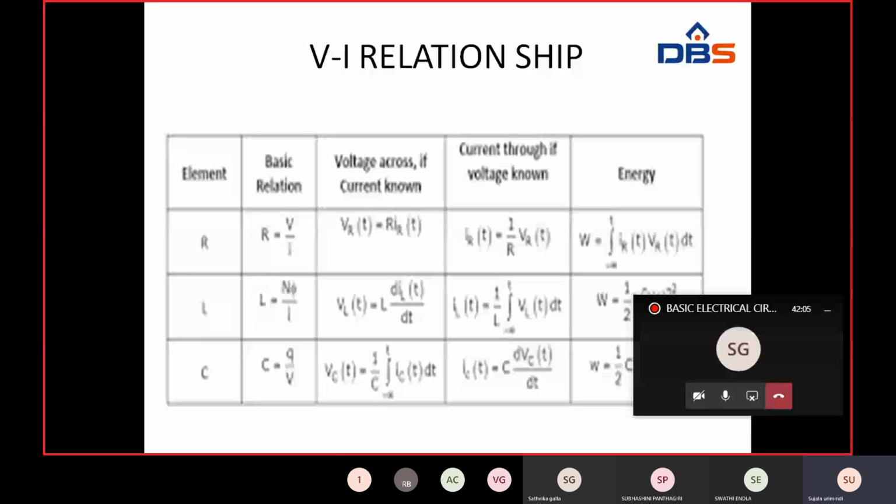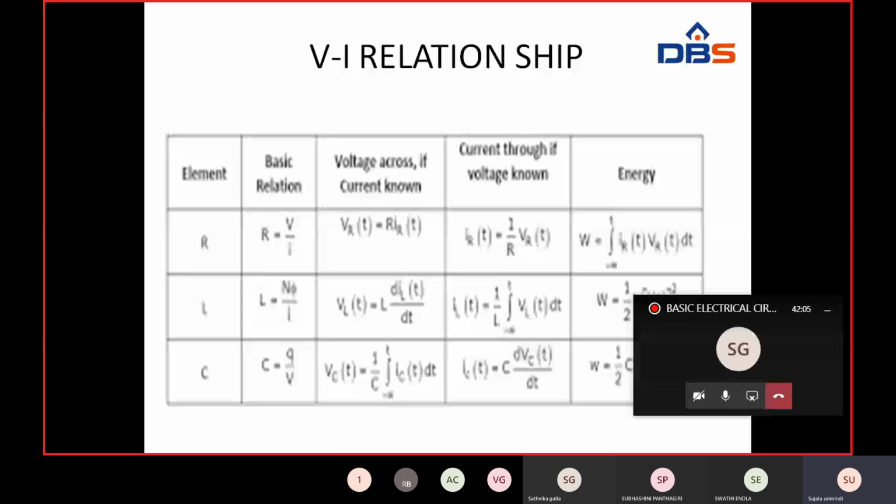What is Kirchhoff's voltage law? The algebraic sum of the voltages is equal to 0. This Kirchhoff's voltage law is also called mesh analysis, or loop analysis.